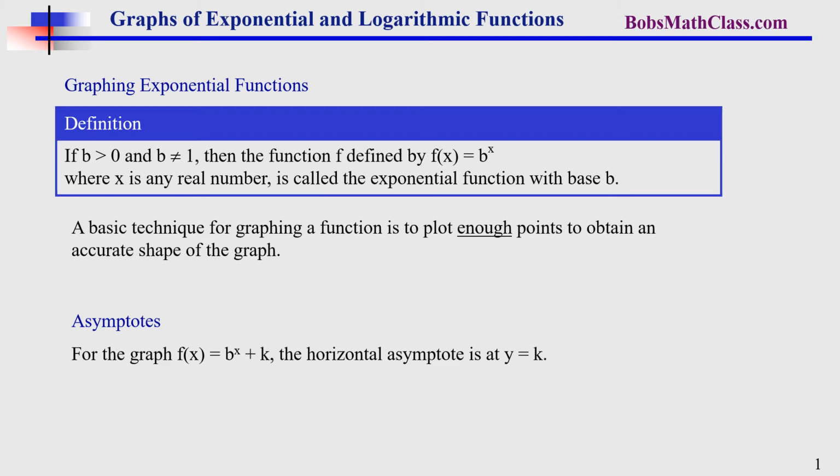Now, one of the things we also need to do is show the asymptote. For an exponential function such as this, f of x equals b to the x plus k, there is a horizontal asymptote at y equals k. So whatever this number is after the b to the x, or your base to the exponent, that is where your horizontal asymptote is.